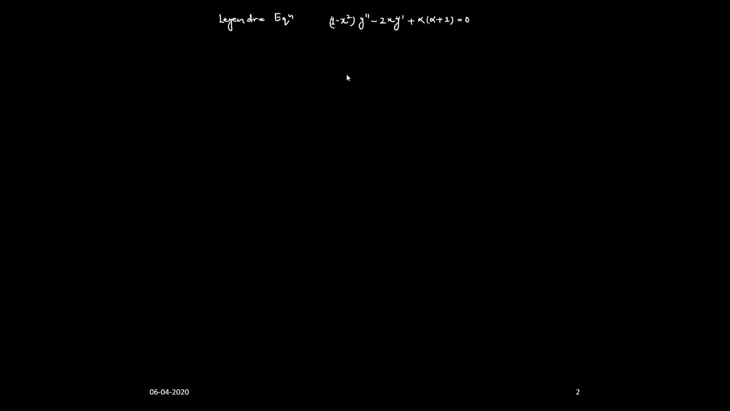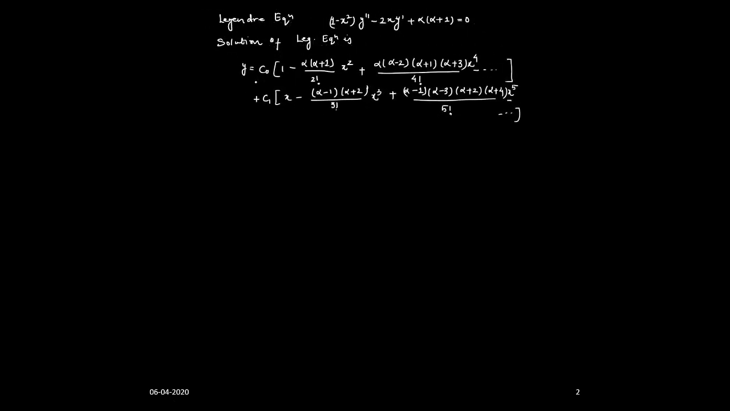And the solution was this: y equals c naught, a series, plus c1, another series. This solution we found in the previous lecture. I can write this solution as c naught y1 plus c1 y2, where y1 is this infinite series in the bracket, and y2 is this series in the bracket.